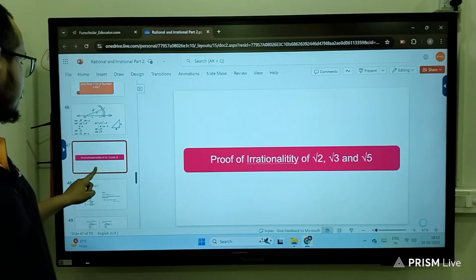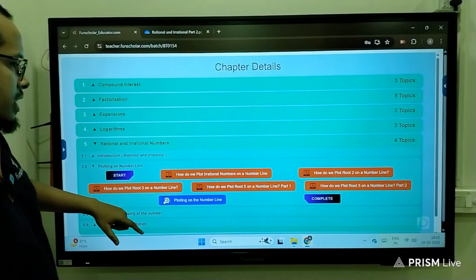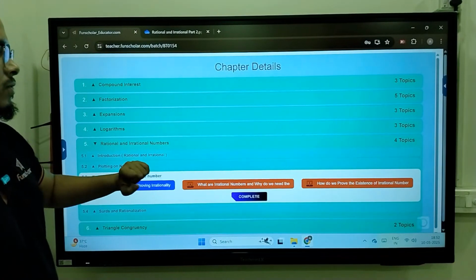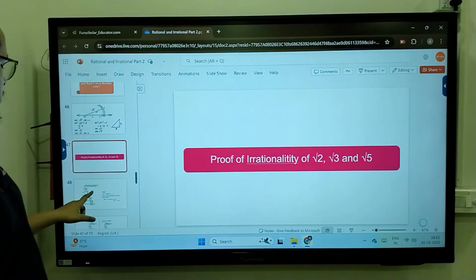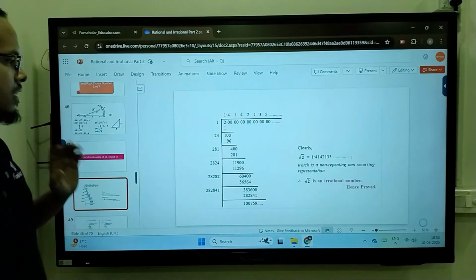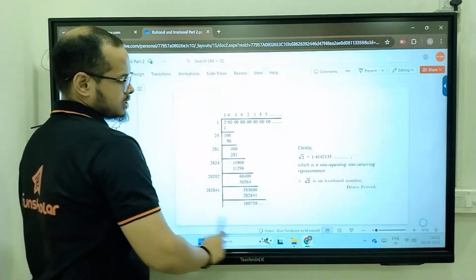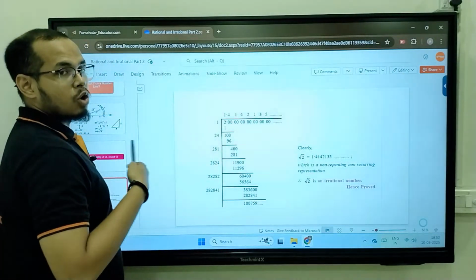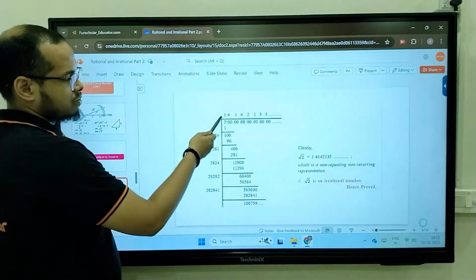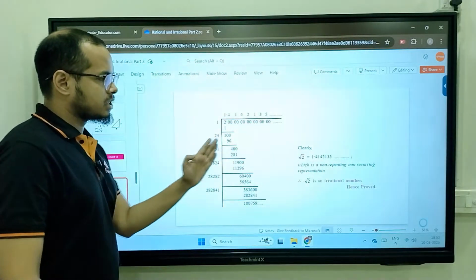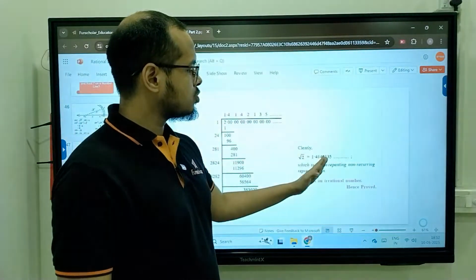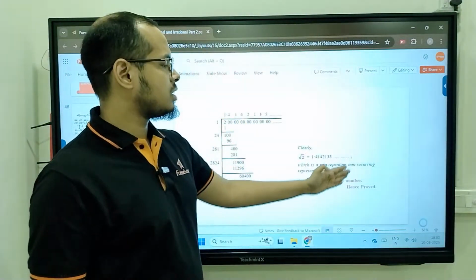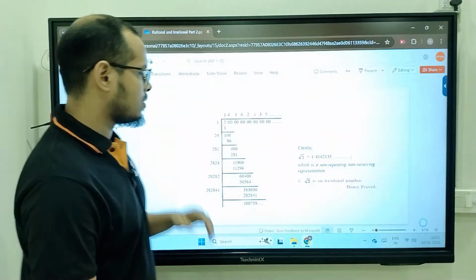So let's see. I think there's a video regarding that, proving irrationality. What are irrational numbers? How do you prove the existence of irrational numbers? First, let us understand this. This is using the long division method. As you can clearly see, it is coming 1.412135. It will keep on going as it is a non-repeating, non-recurring representation.